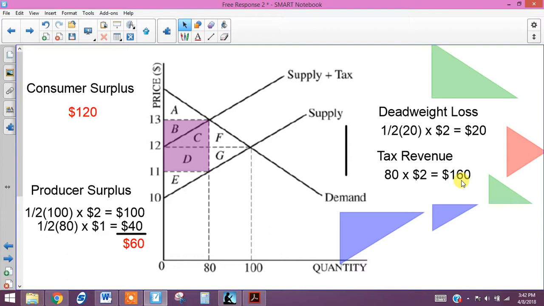So you can put the amount in, but you also want to identify the area by B plus C plus D. That's the area of the tax revenue. Because the producers are getting 11, the consumers are paying $2 more at a price of 13. So $2 for every unit is going to the tax man.